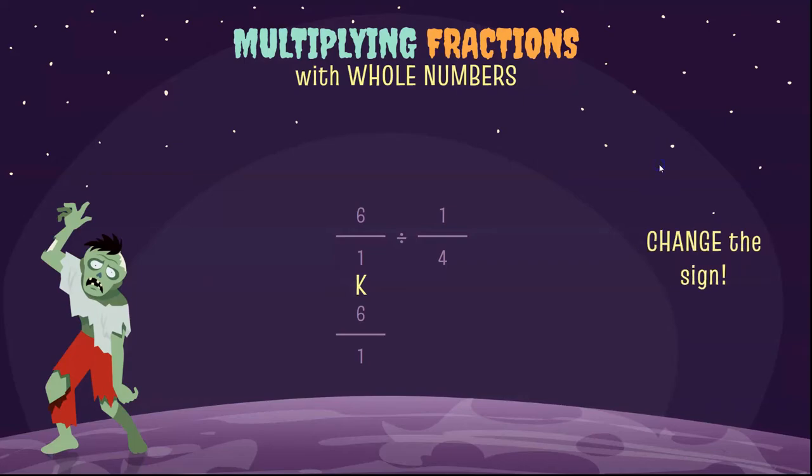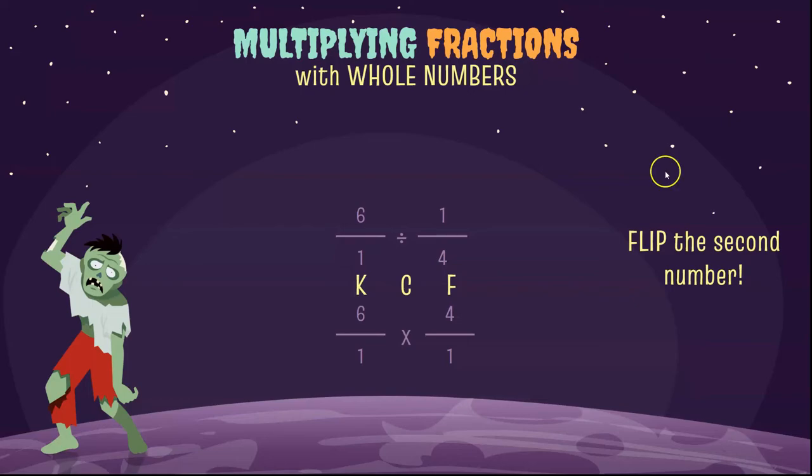Now we're going to change the sign. So instead of dividing, we're going to multiply. And we're going to flip the second number. So 1/4 is now the fraction that gets flipped. So we're going to find the inverse. That gives us 4 over 1. Now we're ready to multiply. 6 times 4 is 24. 24 over 1 is 24. So our answer is 24.